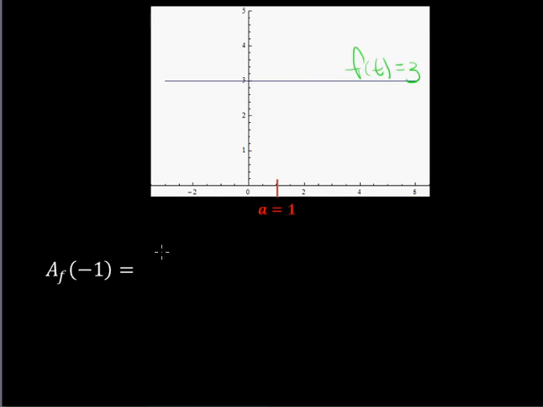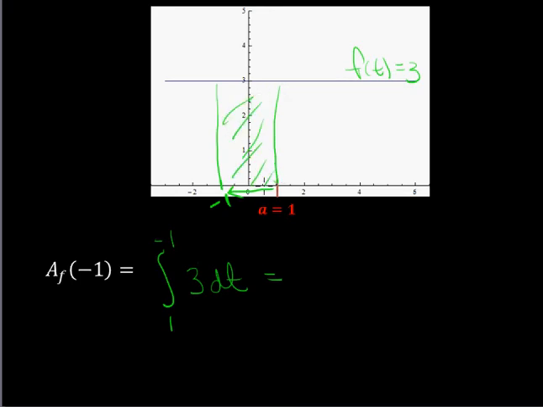Okay, one more example. A sub f of minus 1 would be the integral from a, 1, to negative 1 of f of t dt, 3 dt. So here is negative 1, and we are integrating from right to left. So the region that I'm shading here, the rectangle, will be a negative contribution to the signed area. So we have minus the area of that rectangle. It's a 2 by 3, so the answer is minus 6. Hopefully you can see how we can find the area function given a particular value of x.